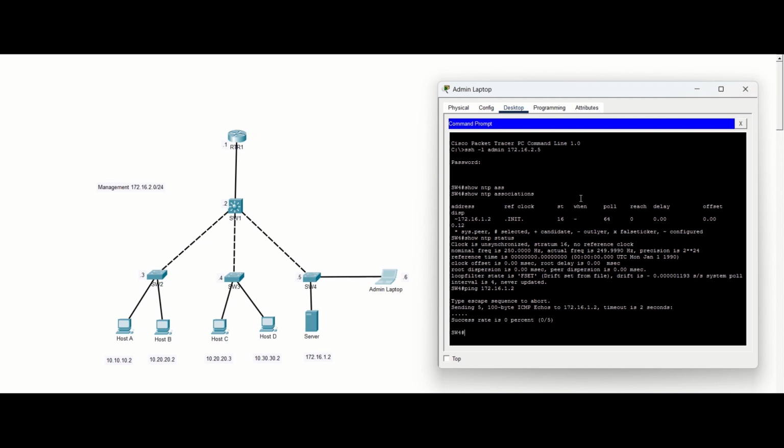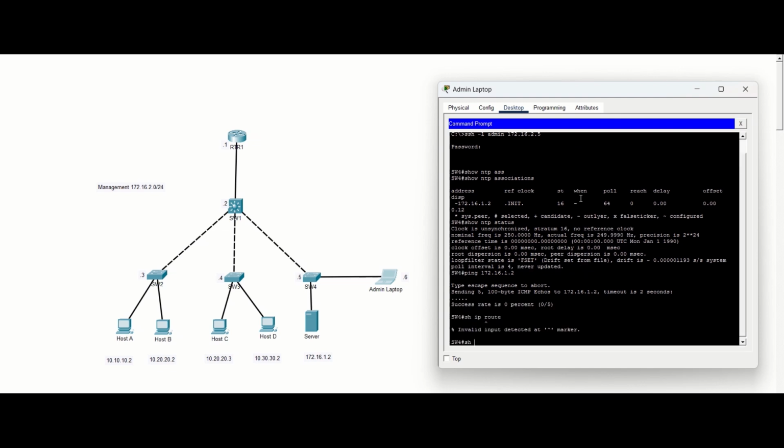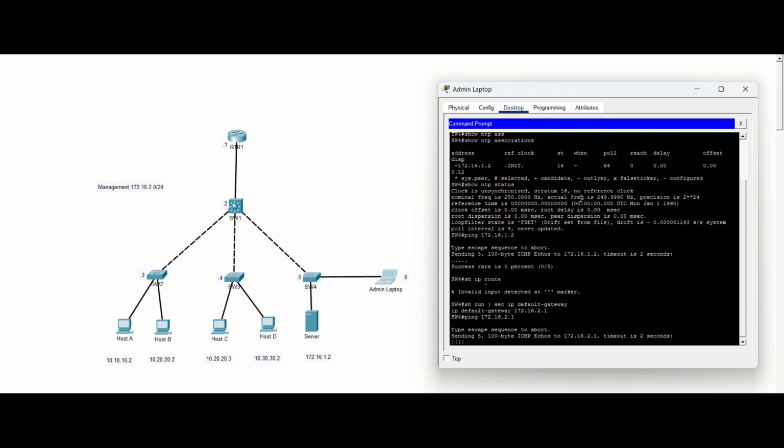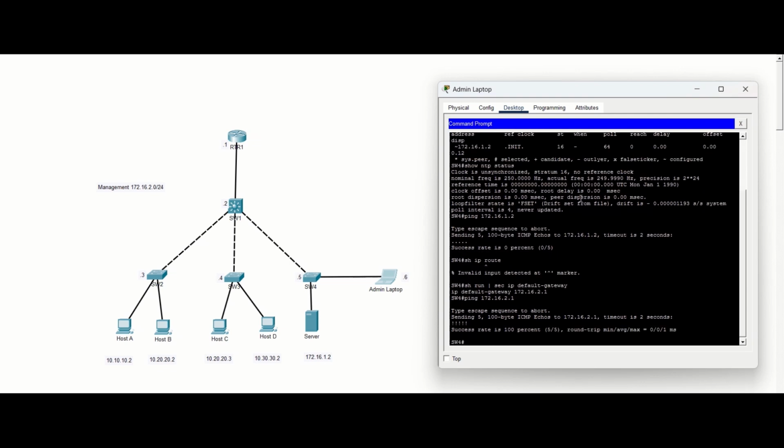That doesn't work. The server is in a different network, and we know to reach a different network, we need to have a gateway. We check for the gateway on the switch and ping it. That was successful, so everything appears correct with the switch.